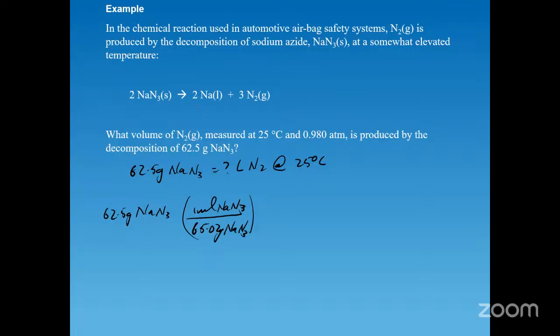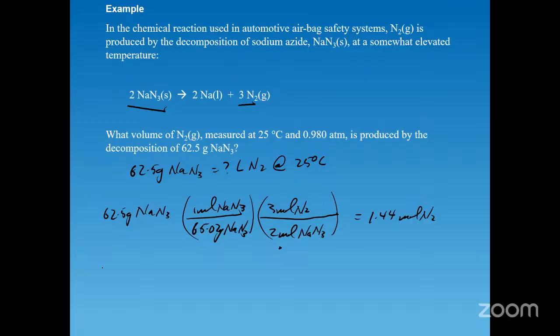The next step is to look at the mole ratio between the sodium azide and the nitrogen. So that's a 3:2 mole ratio. And the way I would represent that here is that I'm going to put 3 moles of nitrogen above as the numerator and 2 moles of sodium azide below as the denominator. And then I'll work this out. So 62.5 divided by 65.02 times 3 divided by 2. And according to my calculations, and please correct me if I'm wrong, but I got 1.44 moles of nitrogen. All right.